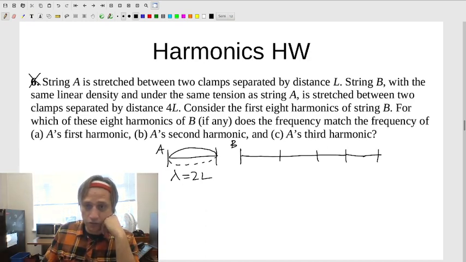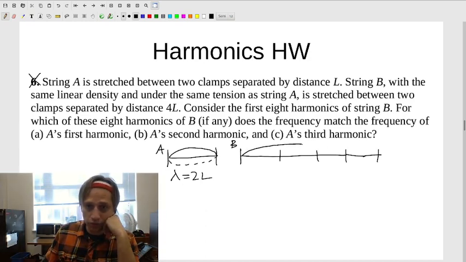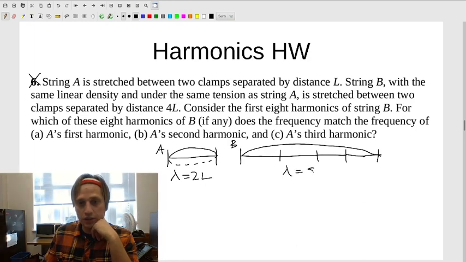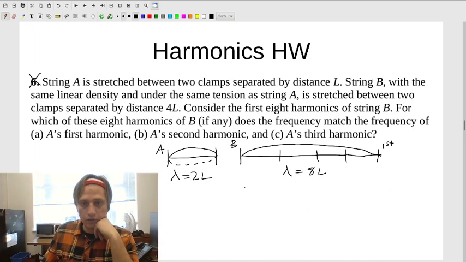Now, let's just draw a couple of these. I'll draw the first 4 or so for B. Okay, so there's the wavelength here. This is 4L, so the wavelength here is 4 times 2, which is 8L. So that's the first. If I wanted to draw the second, it'd be something like this.